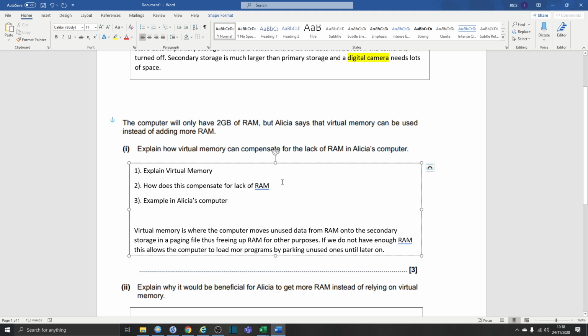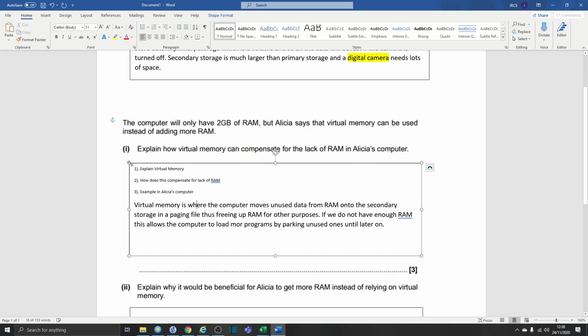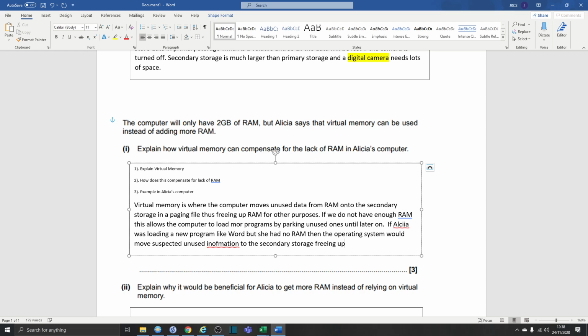I'm just going to delete these 2, and then shrink these. If Alicia was loading a new program, like Word, but she had no RAM, then the operating system would move suspected unused information to the secondary storage, freeing up RAM for her program. All right, there we go. That's 3 marks. 1, 2, 3.